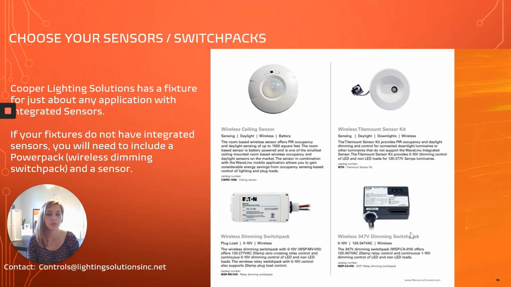Next, you would choose your sensor. This is if you are not using integrated sensors. If you are not using a fixture with an integrated sensor, which you can see here, the Encounter has the integrated sensor right there, then you would need the wireless ceiling sensor on your ceiling, and that is your eyes. It picks up on motion and light, and in some cases you can use the tile mount sensor kit. Then on the bottom row you see the switch packs, which tell the fixture to turn on or off. You would need both of those things if you are not using a fixture with integrated sensors.